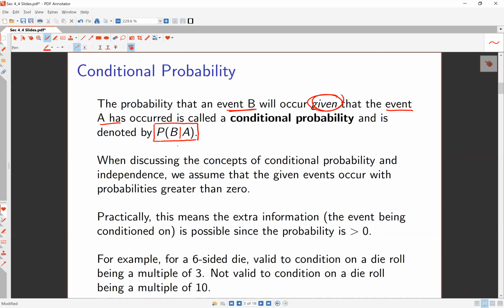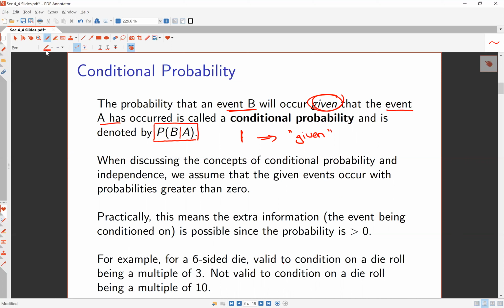So that line reads as the word given. So we're still interested here in the probability of B, but we're adding extra information by taking event A into account, and this will potentially limit the outcomes that are relevant to our calculation.